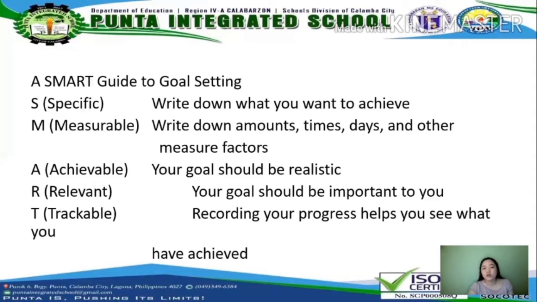Relevant, your goal should be important to you. Why do you want to do that? Is it beneficial to your health? Trackable, recording your progress helps you see what you have achieved. So it means that you need to have a monitor log for the changes of your body while doing that exercise program.